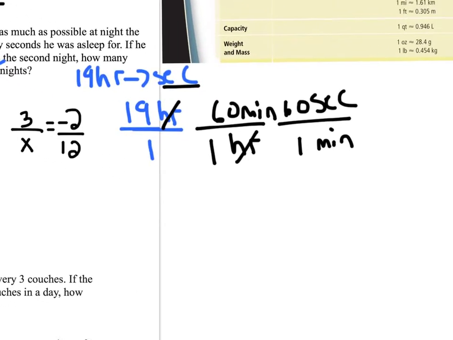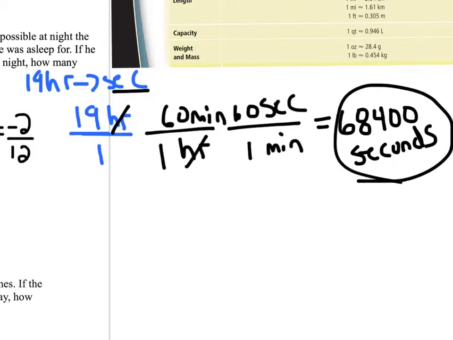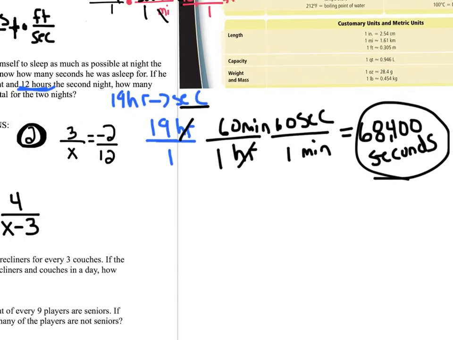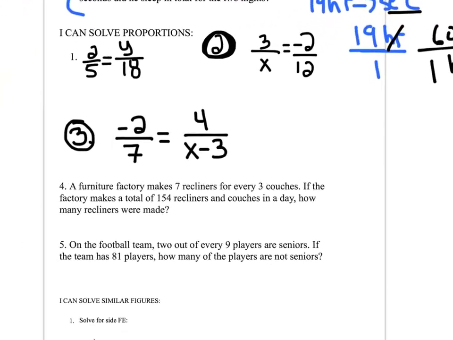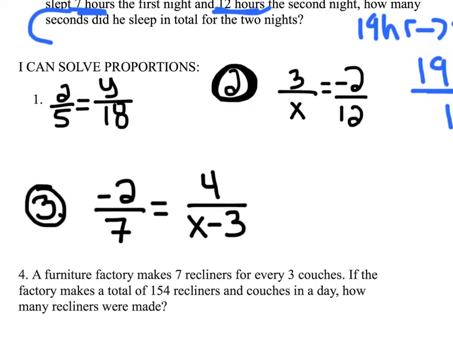And that turns out to be 68,400. Hopefully you got that answer. And that unit is seconds. Okay, so you would have slept for 68,400 seconds those 2 nights. All right. The next thing to do is proportions, which I'm sure many of you are very good at.